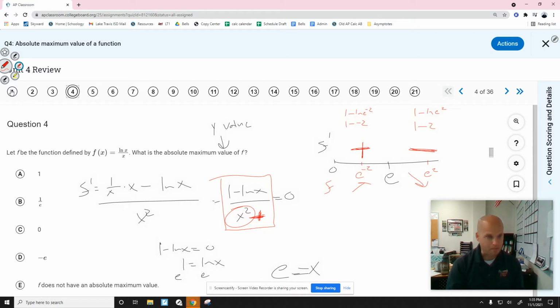So yes, f is going to go up until x equals e, then goes down. But what is the absolute maximum value? This is an x value. The y value, f of e, is log e over e. The log of e is 1. Maximum value I'm going to get is 1 over e. It's a good question.